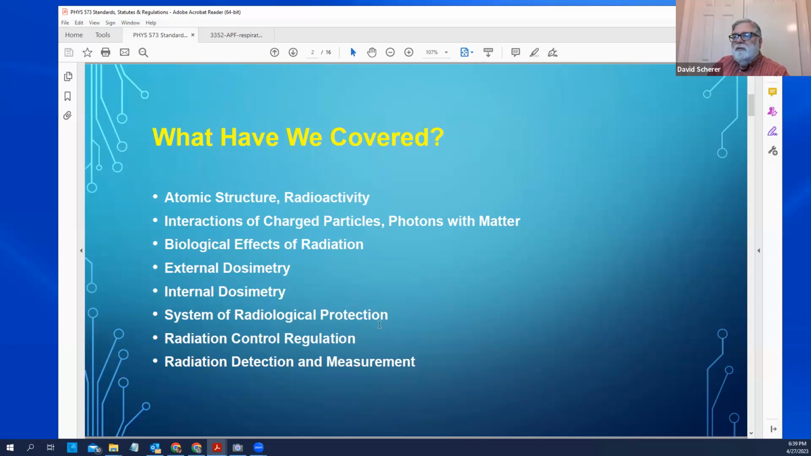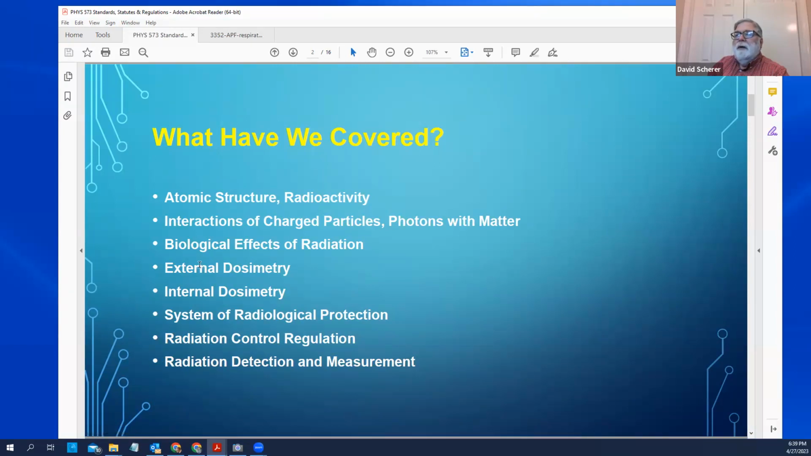Then we moved into the system of radiological protection, and learned about justification, optimization, limitation, what the dose limits are in various scenarios. Then we talked a little bit about regulations and radiation detection and measurement.